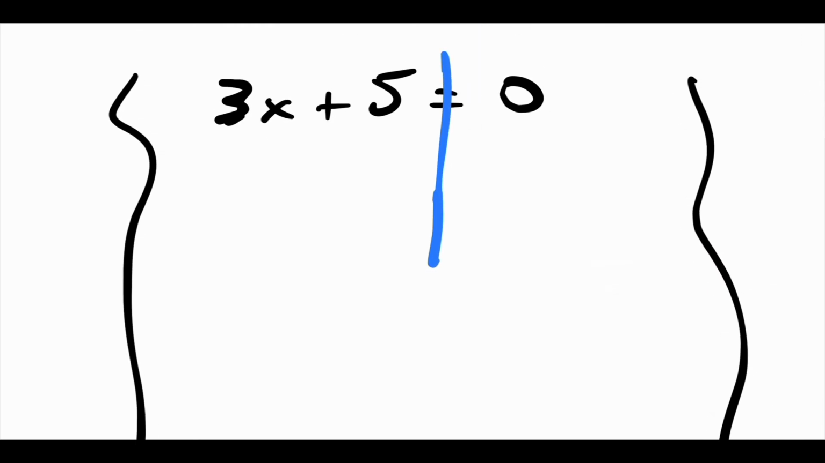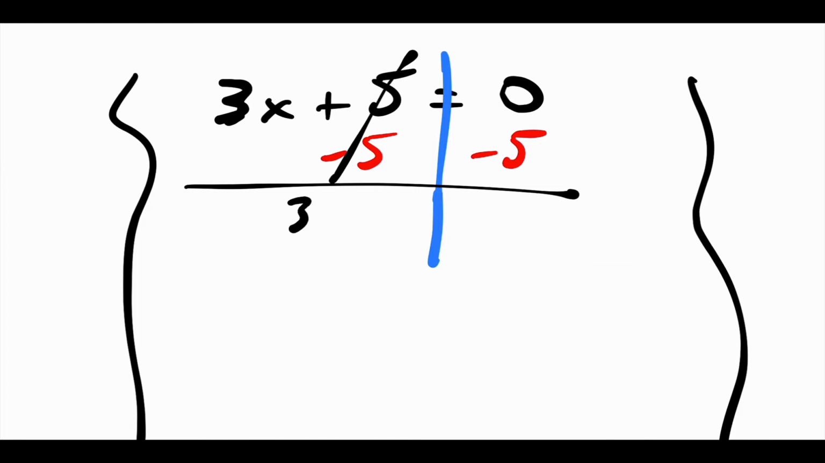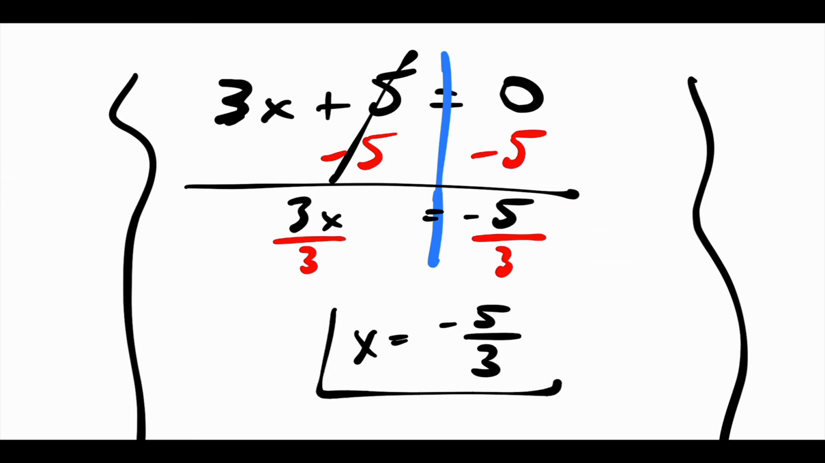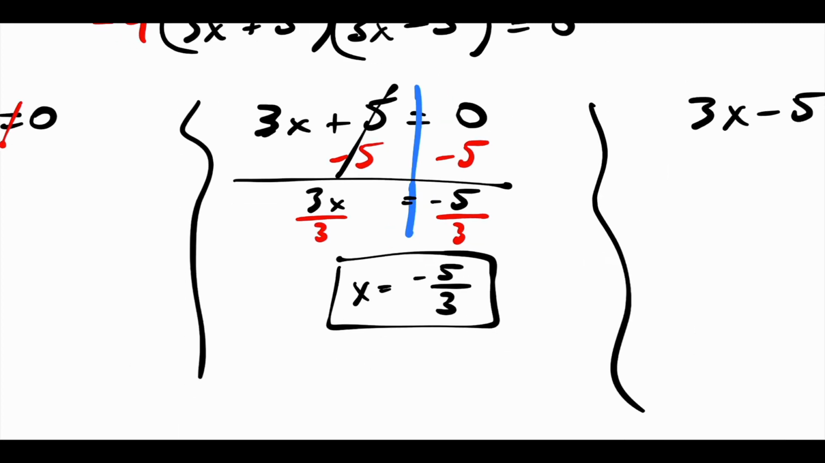This one has an x, so I can solve. Subtract 5 from both sides. Divide by 3. It's going to give me a fraction. It's okay. Fractions are okay. If you get a fraction, reduce it, and then leave it alone. Negative 5 over 3, I can't reduce that fraction. That fraction's done, so leave it alone. You're done with that one. So I get one answer there.